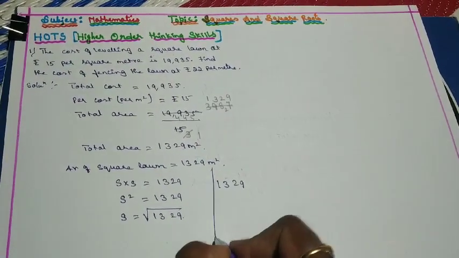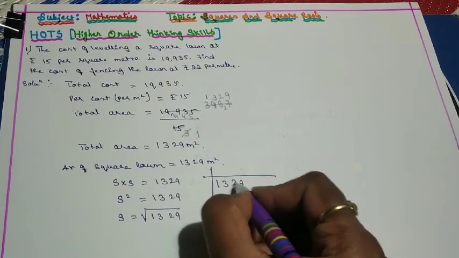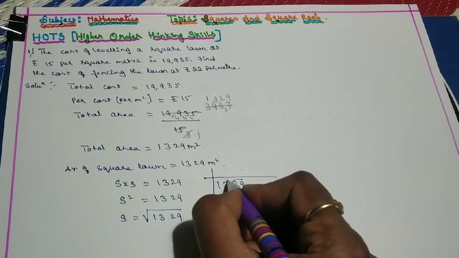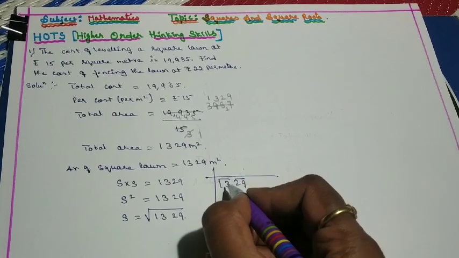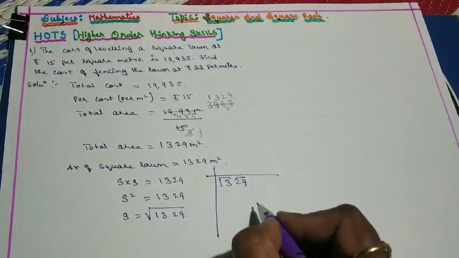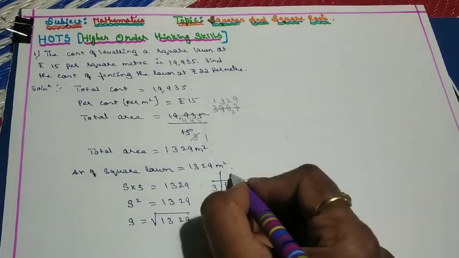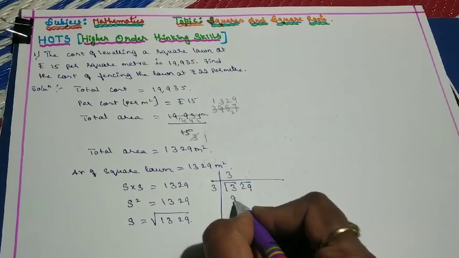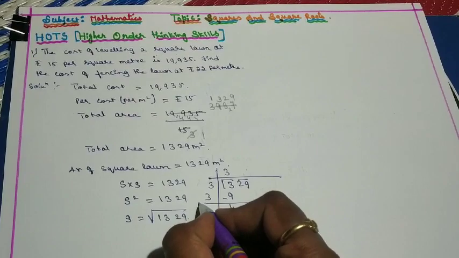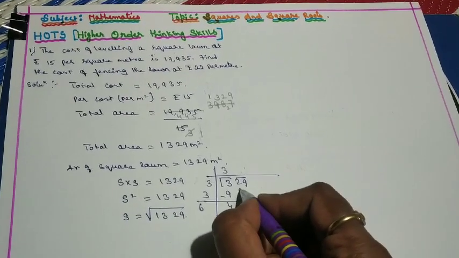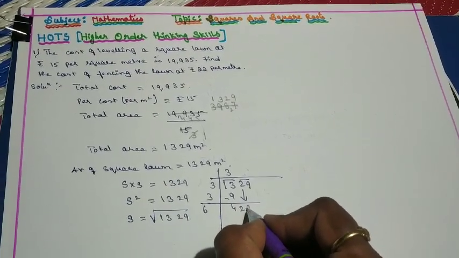1,329. So make the periods from right to left. There are 2 periods. Nearer to 13, the square number is 4 square, 16, so better I'll go with 3. 3 square is 9. 13 minus 9 is 4. Add 3, then 3 plus 3 becomes 6. Then bring the next period, 29.